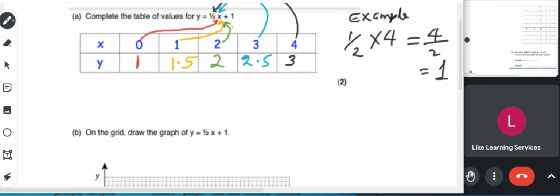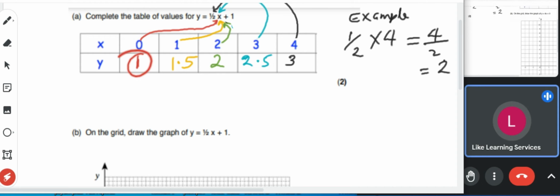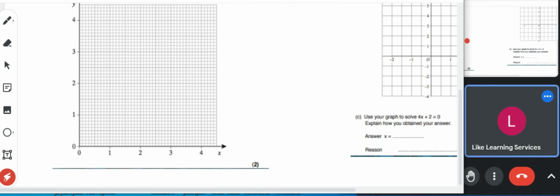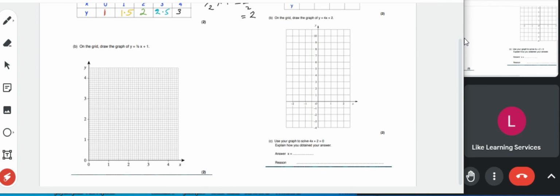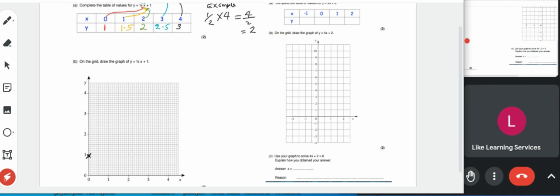What was the first number, please? You have it here, you need to scroll up to see it properly. When x is 0, y is 1. That's the first one. When x is 0, y is 1, that's correct.